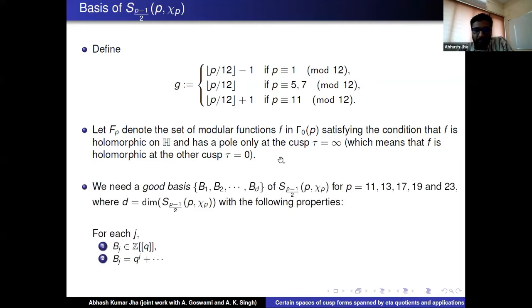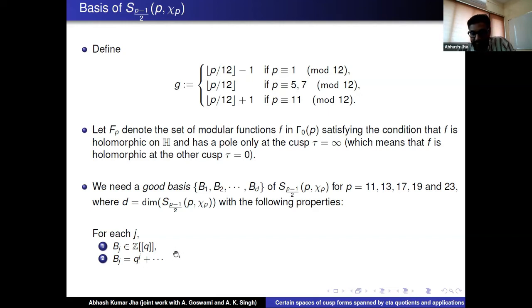So it has a pole only at the cusp infinity and not at 0. We need a good basis. You need a good basis B1, B2, up to BD, where D is the dimension of the corresponding space of cusp forms. I need these two properties. First, each Bj should lie in this ring, so that the coefficients are integers and I can get the divisibility property. If the divisibility I'm looking for, say by 11, is on the outside of that expression, then I can immediately conclude that it is divisible by 11. And another thing, its q-expansion starts from q to the power j.